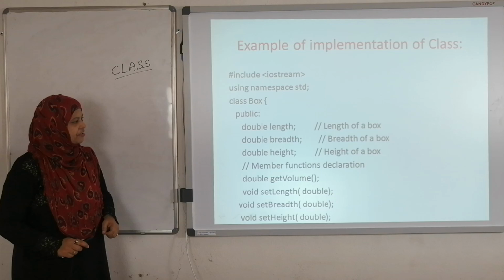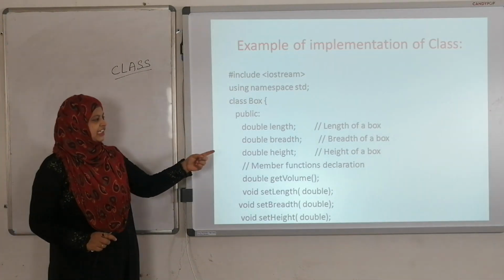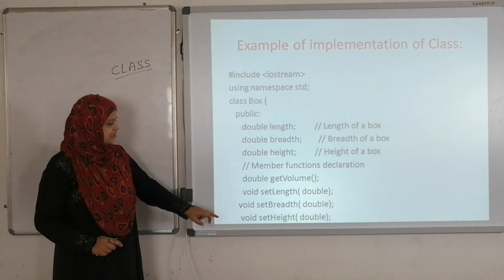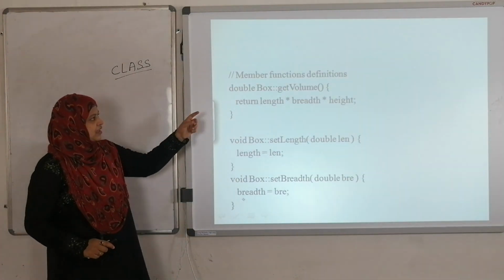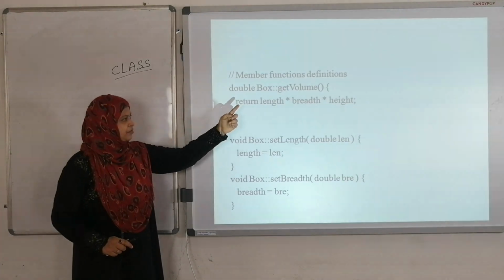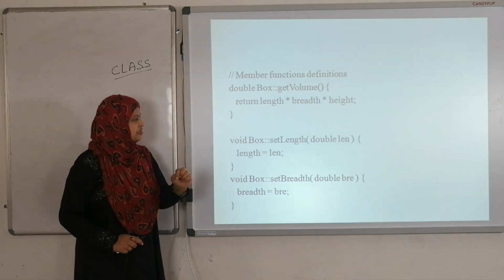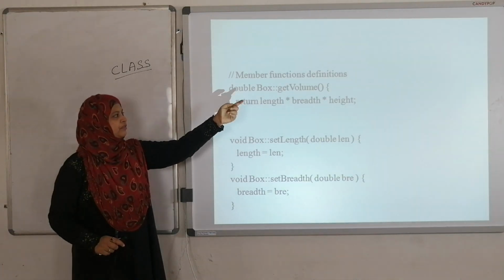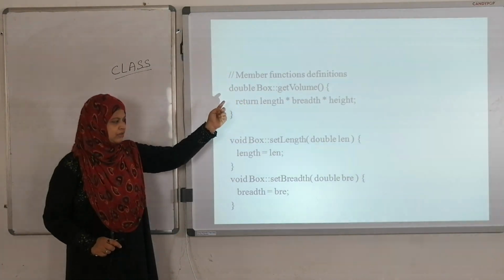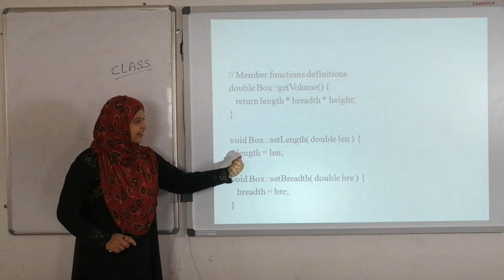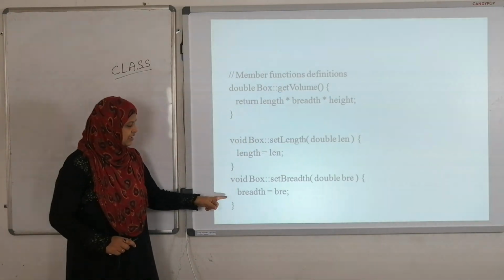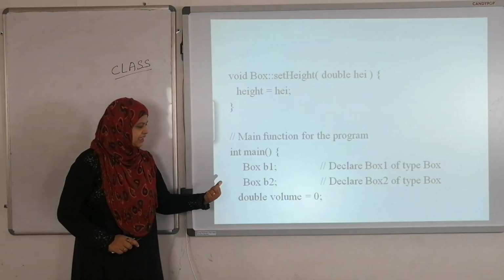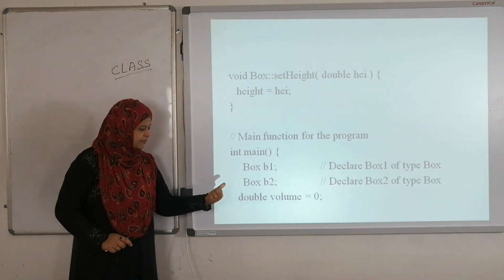Here this is the implementation of class. In this class we are going to define 3 data members and 4 member functions which are declared in the class. Then outside the class we are defining those member functions by using the scope resolution operator. Here we write double because the return type of the get volume function is double. Here we are defining the set length function, set breadth function and set height function. Here we are creating the object box b1 and one more object box b2.